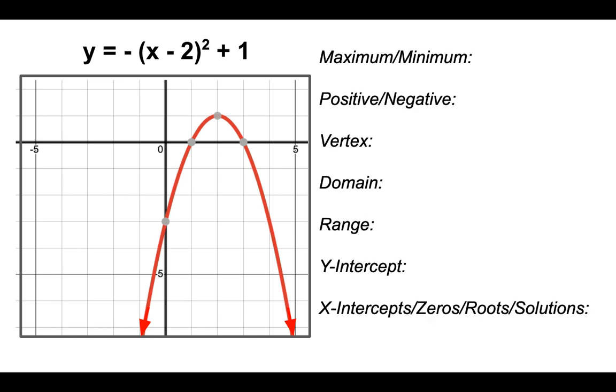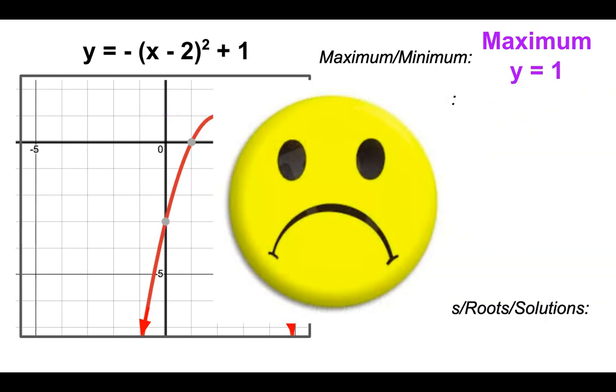We have to determine if we have a maximum or minimum. We have the highest point on the graph. It goes no higher than this, so we have a maximum, and the value is y equals 1. To determine if it's positive or negative, I see a frowny face. That means it is negative.